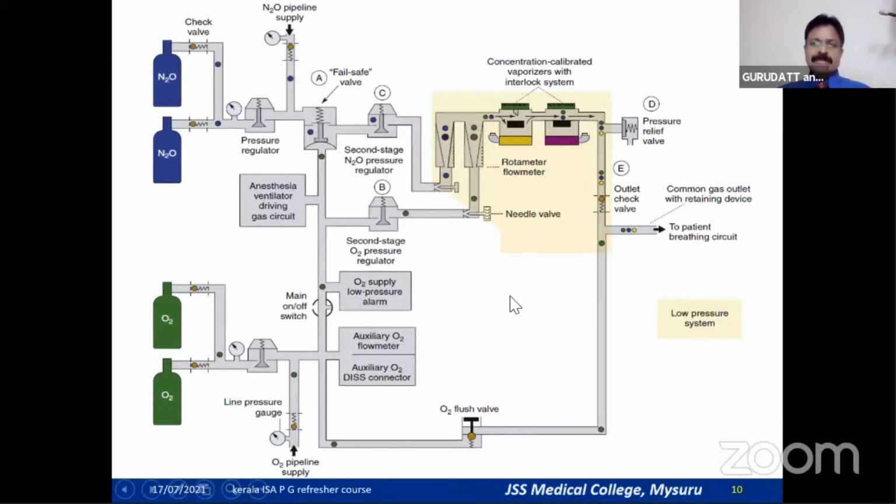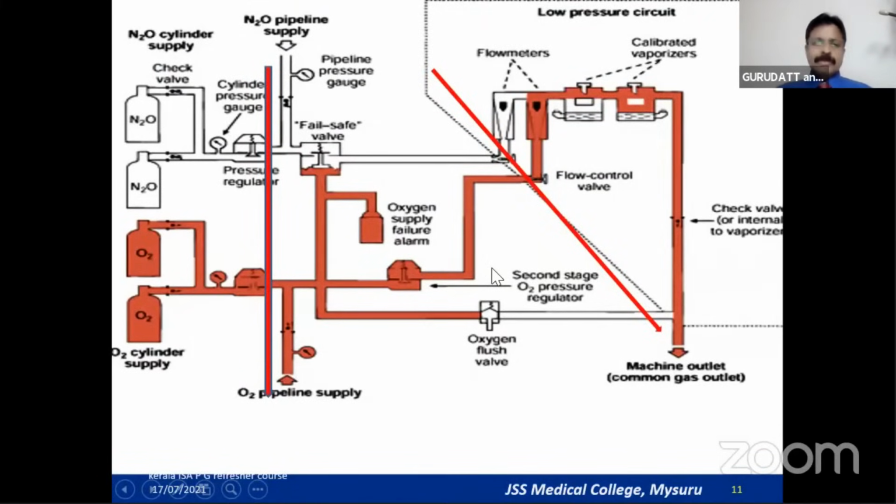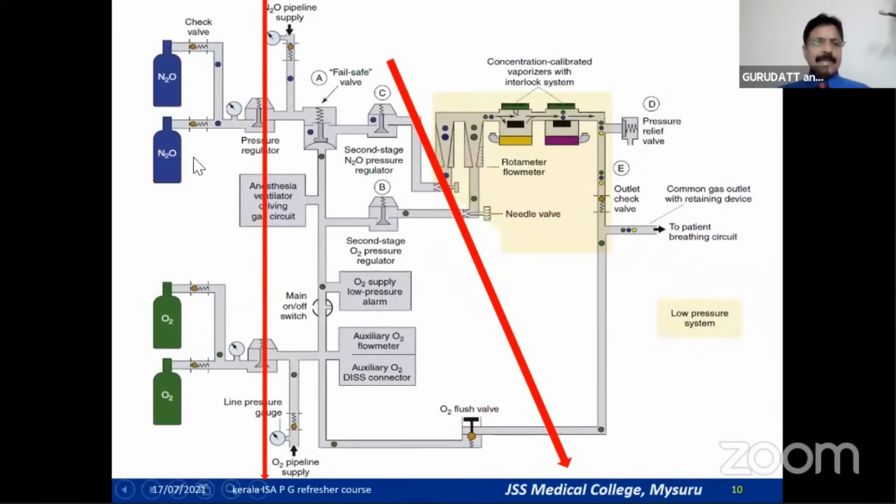One thing is how the pneumatic system of the anesthesia machine is classified. It is basically classified based on the amount of pressure inside the different parts of the machine. It is classified as the high pressure system, the intermediate pressure system, and the low pressure system. The high pressure system mainly consists of the cylinders: from the cylinders up to the pressure regulator is the high pressure system. From the pressure regulator downstream up to the flow control valves is the intermediate pressure system, and from the flow control valves up to the common gas outlet is the low pressure system.